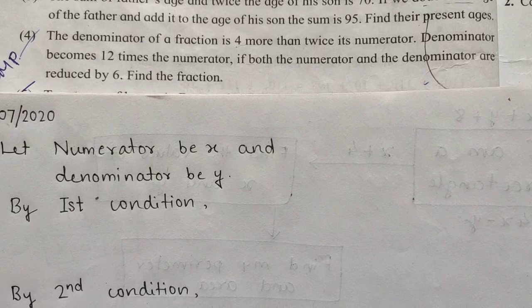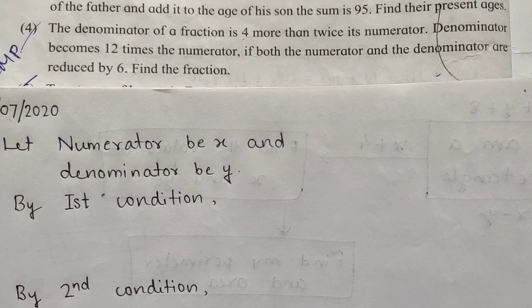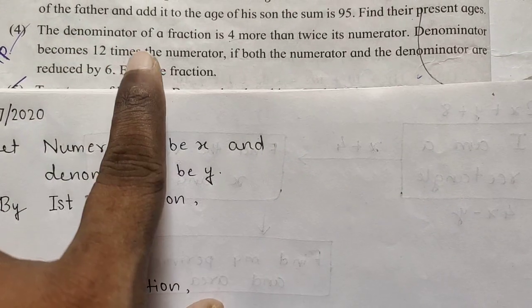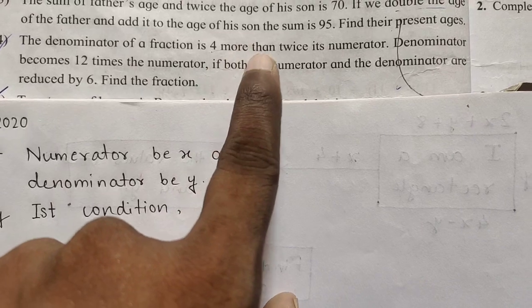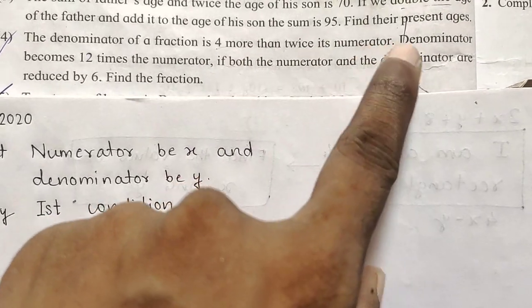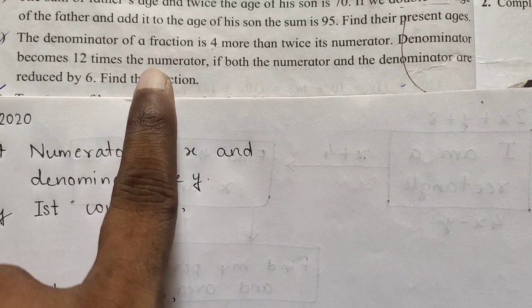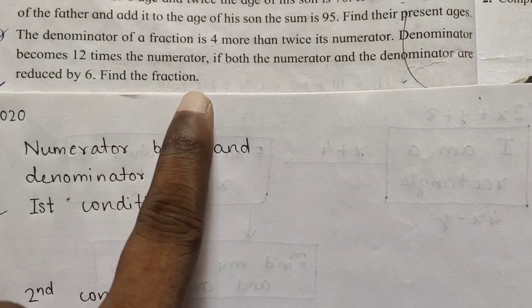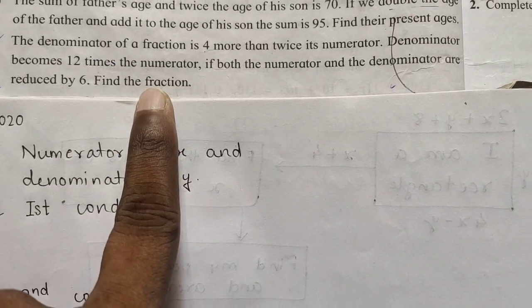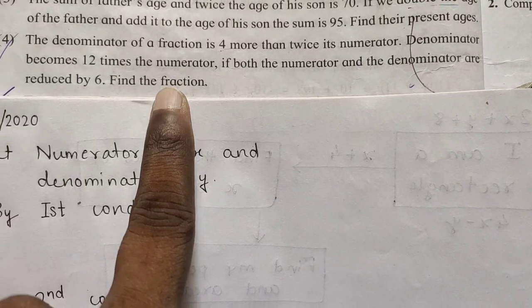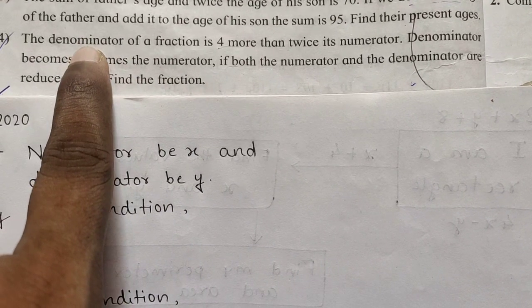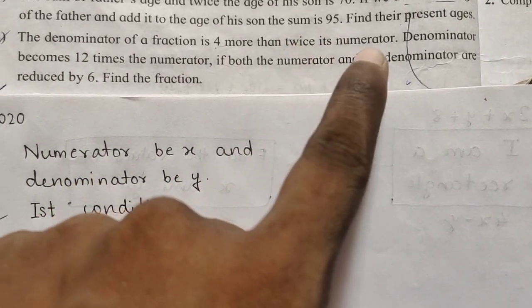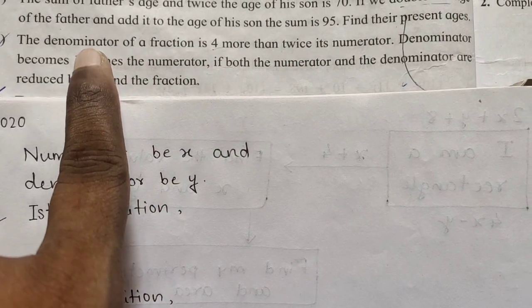Okay students, let us see question number 4 of practice set 1.5. First see the question. The denominator of a fraction is 4 more than twice its numerator. Denominator becomes 12 times the numerator if both the numerator and denominator are reduced by 6. Find out the fraction, that is the ratio. So in this question you can see there are two variables which you can make, denominator and numerator. So let us call numerator x and denominator y.